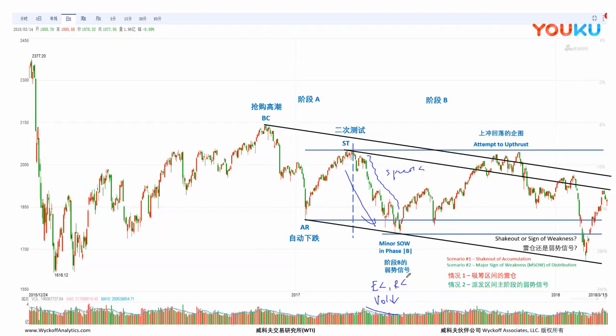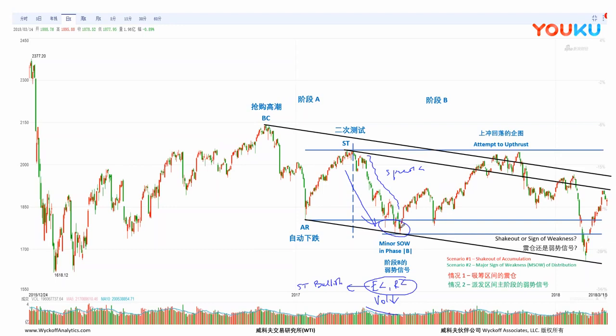This suggests some kind of short-term bullish action, which could bring us to a stop in action, reversal, change of character around the area of the support.